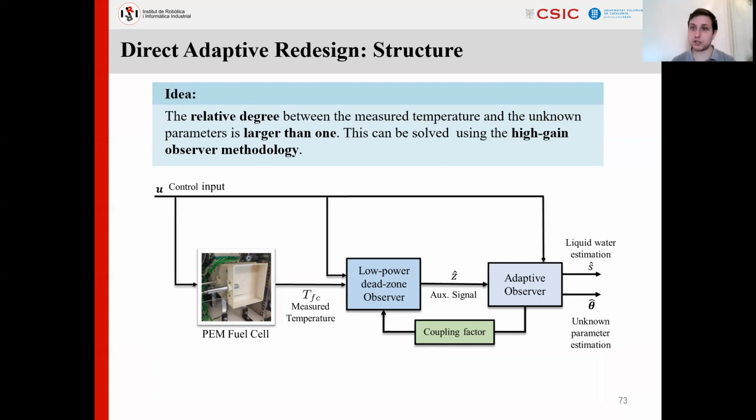In this architecture, there are two interesting details. First, we are not using a standard high-gain observer, we are using a low-power dead zone observer. Why? Because it has higher performance, that's it. And the other is that this observer only uses the temperature signal. So we don't use the voltage signal.